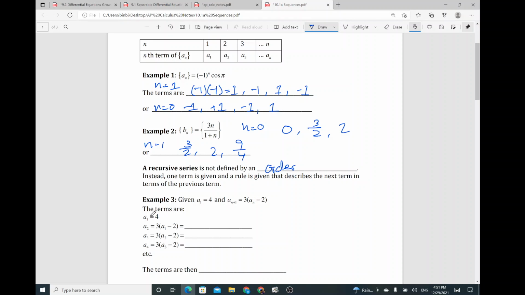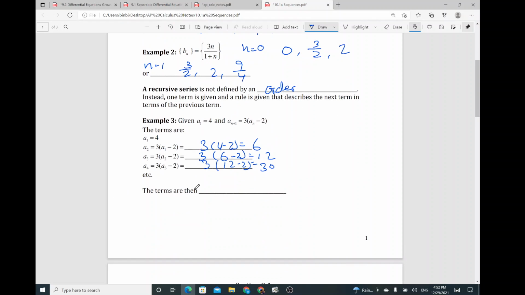For example, a sub 1 is 4, so a sub 2 would be 3 times a sub 1 minus 2, which is 3 times 4 minus 2, which is 6. Then a sub 3 is 3 times a sub 2 minus 2, so 6 minus 2 is 4, times 3 is 12. Then a sub 4 is 3 times a sub 3 minus 2, so 12 minus 2 is 10, times 3 is 30. So those terms would be 4, 6, 12, and 30 using the recursive formula.